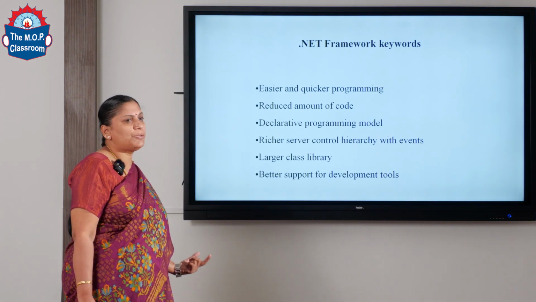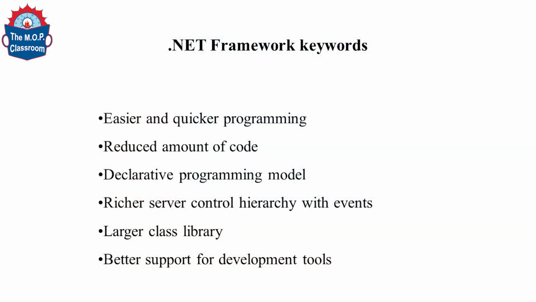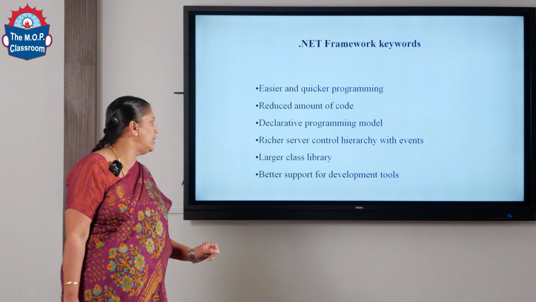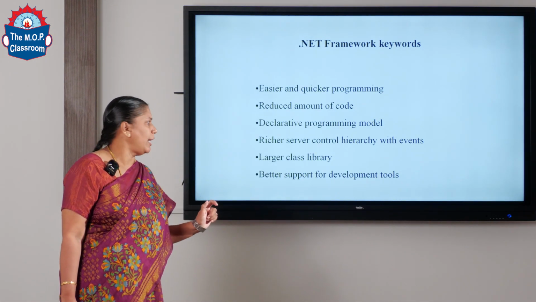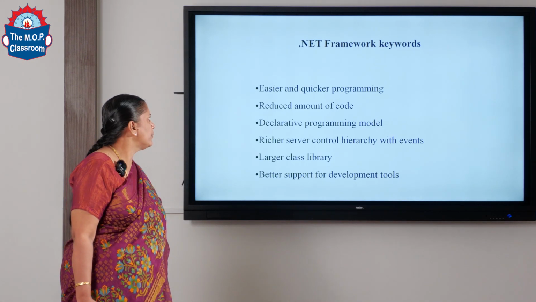The keywords we use for the .NET framework are: easier and quicker programming, and a reduced amount of code. It has a declarative programming model, you need to declare all the variables, and it is strongly typed, you cannot use it as a loosely typed language. It has a rich server control hierarchy with events associated with every control, and it has a larger class library, and it provides better support for development tools.